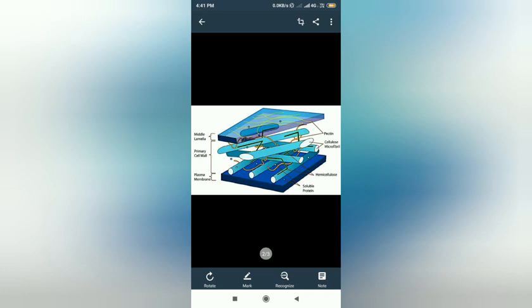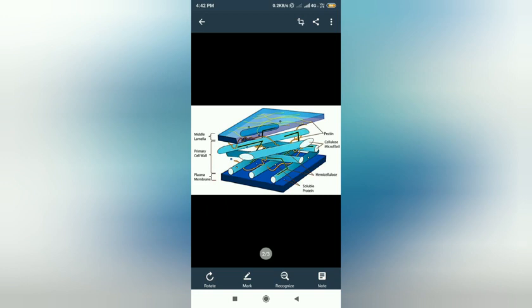Now there are mainly three layers in the cell wall. First, the middle lamella. The middle lamella is a layer rich in pectins. It's the outermost layer that forms the interface between two adjacent cells and glues them together. Actually, it is the middle lamella which holds the two cells together.